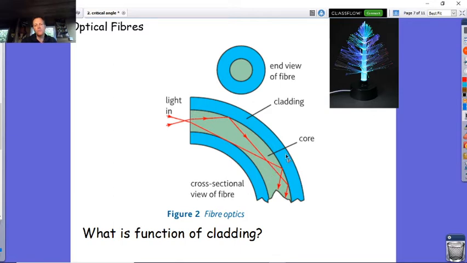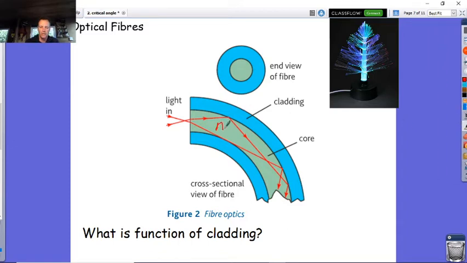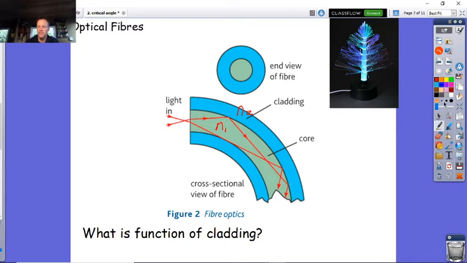So this is an optical fiber, and how it works is, as light comes in here, first of all, we've got a little refraction happening there because it's going from air into that material. But then when it goes here, it's trying to leave the material. So what you've got is your n1 and your n2. It's going from n1 to n2.